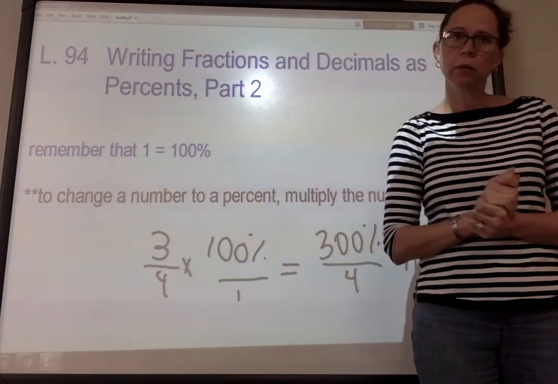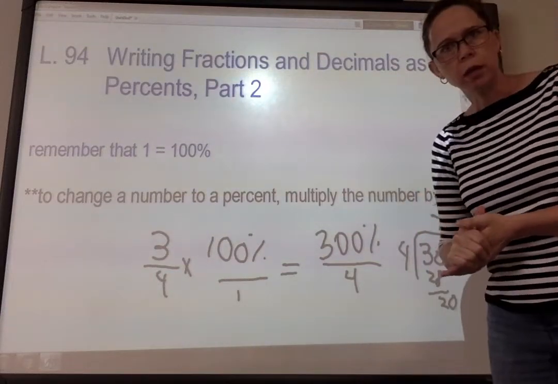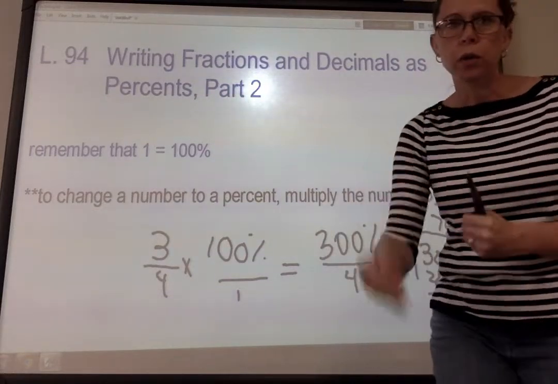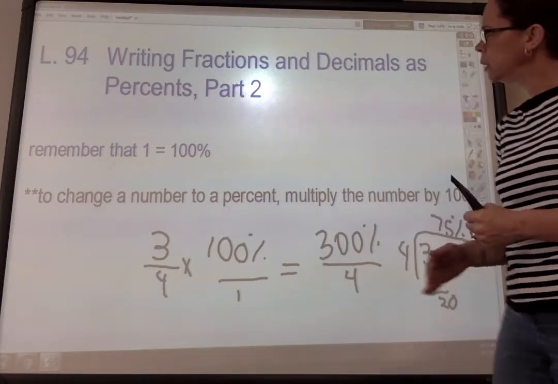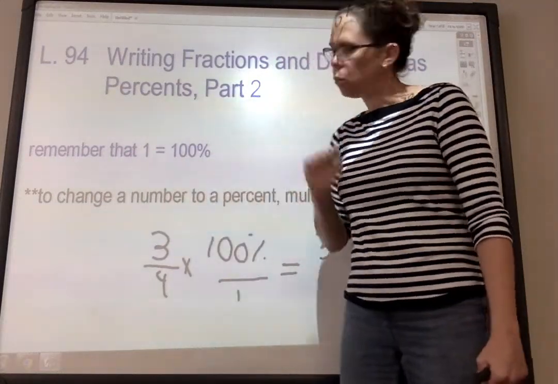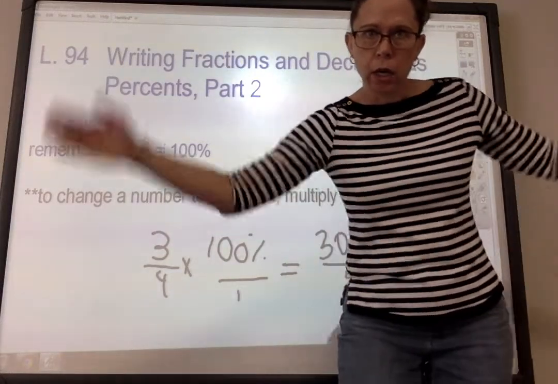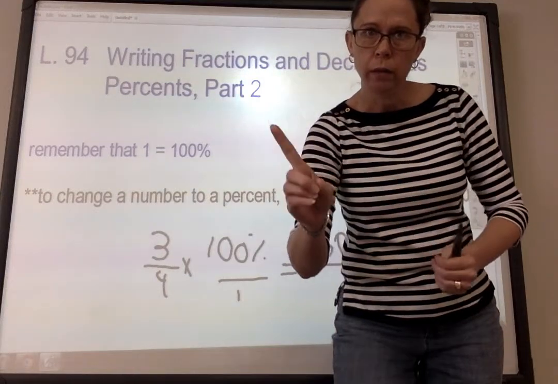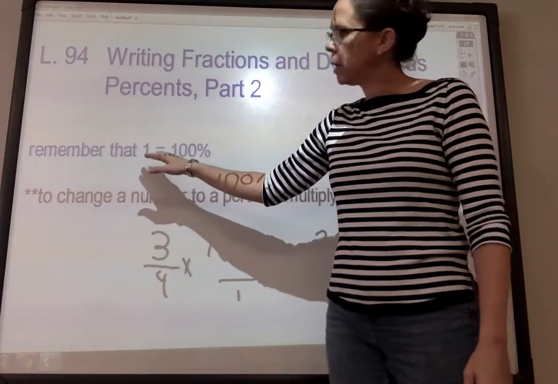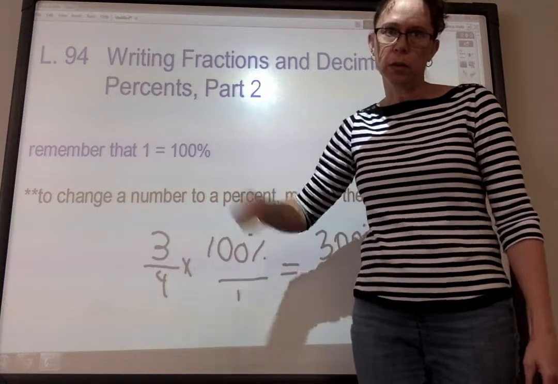Let's go on to lesson 94. We're talking today about writing fractions and decimals as percents, part 2, because we've already been doing this. We're going to go one more step. The first thing we need to remember is that the number 1 is the same thing as 100%. If Mrs. Duran has one whole pie, I get 100% of the pie. 1 and 100% are the same thing.